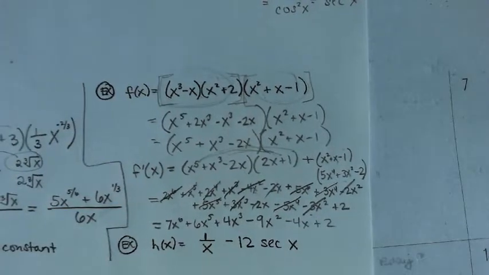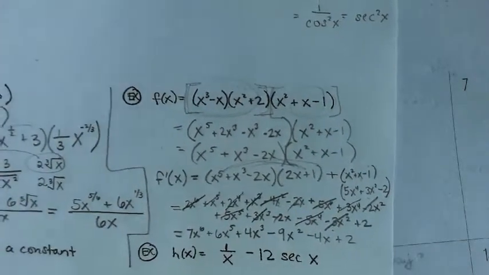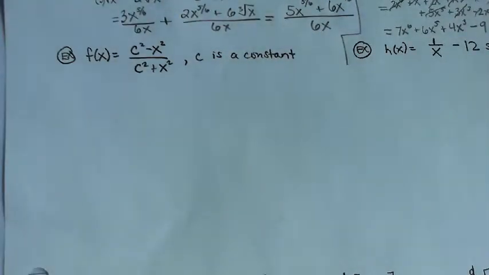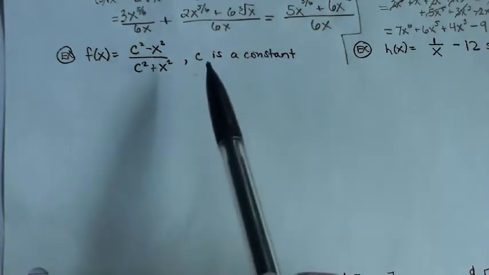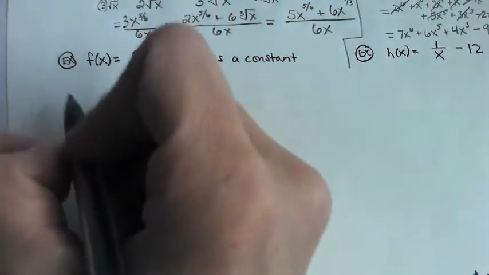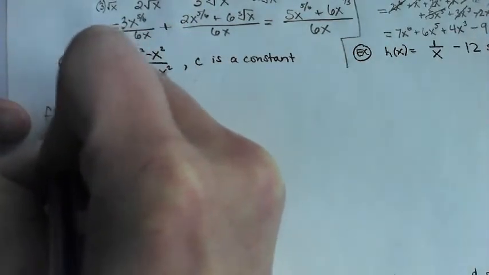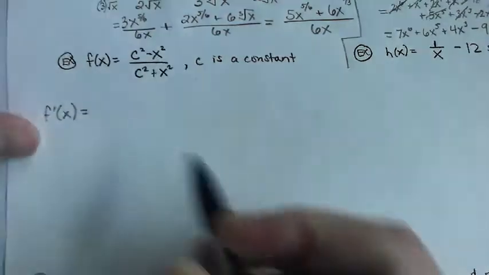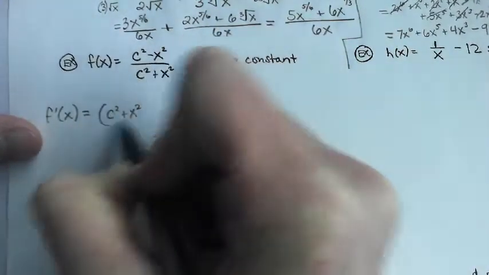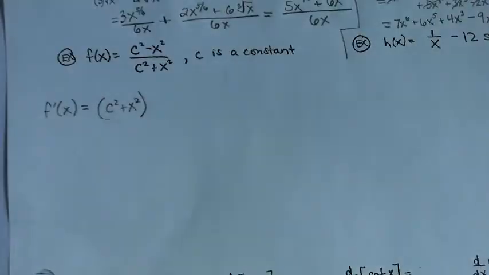Any questions besides ugliness? Okay. This one gives us a function that's a quotient. So we're going to use the quotient rule here. But also note that C is a constant, which should make things better for us. So if we're doing our quotient rule, our bottom times the derivative of the top.